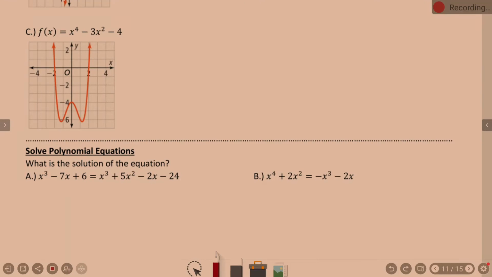Are starting back. Final day. Lesson 3.5. We're on the back. Finding real and complex zeros. We're ready for example C.